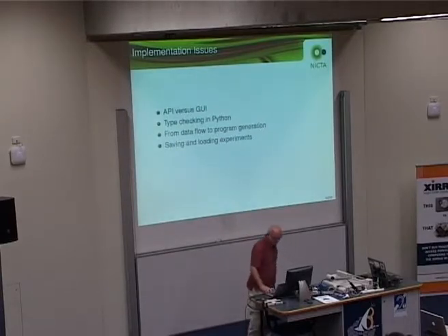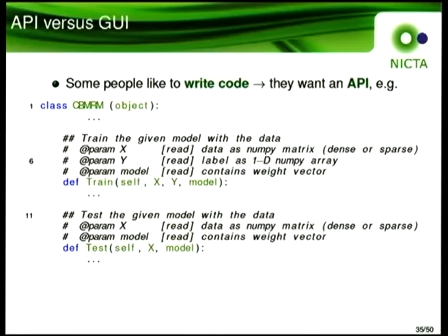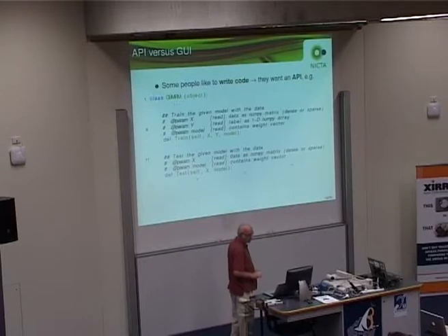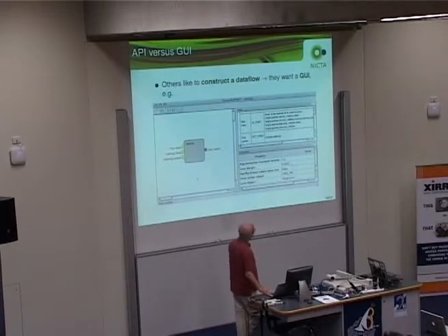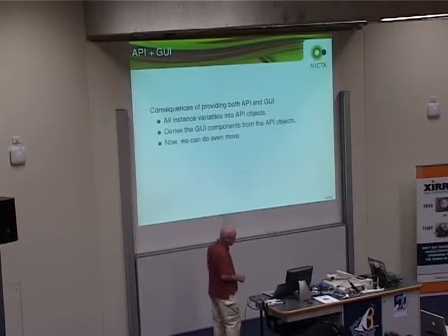I'm going into a little bit of detail here about some implementation issues that might be interesting for those of you who are programming in Python. I already mentioned we have the API, and one of the main decisions we made was that we want an API which is completely independent of the graphical interface. Other people would like to use the GUI too, but how do you reconcile that? The problem is, what do you do with your instance variables? Where do you store them? In the algorithm, which is accessible via the API, or in the component? Then you have to duplicate them. So what we did is say that everything has to be in the API because we want the API to stand alone, and everything for the GUI is derived from that.